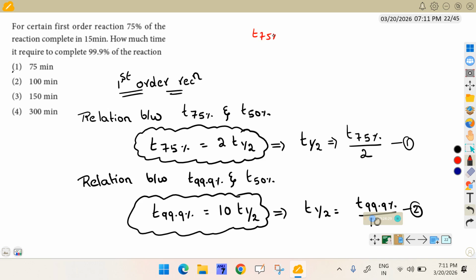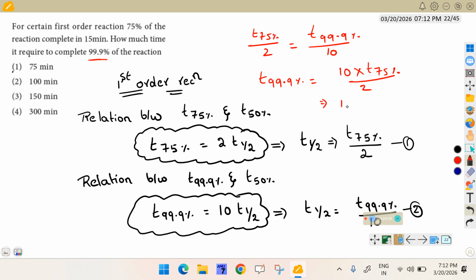T75% by 2 is equal to T99.9% divided by 10. The question is 99.9%. Then T99.9% equals 10 times T75% divided by 2, which is 10 into 15 by 2. 150 by 2, the value is 75.